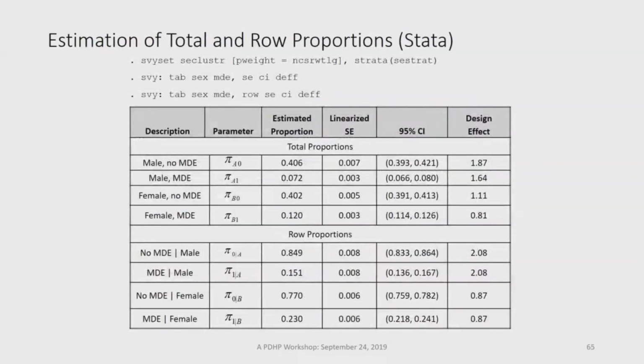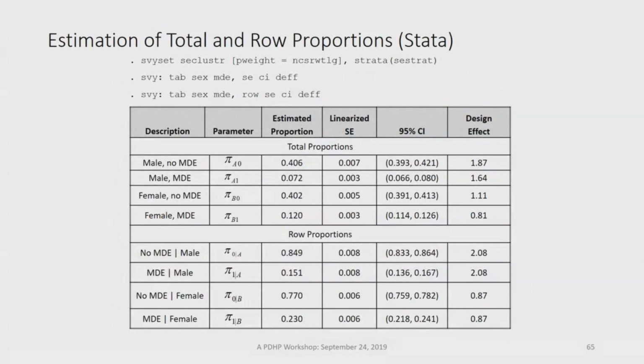So, okay, here we're just looking at estimation of row and total proportions, again using Stata. This is in a contingency table now. If we go from just a simple frequency table to a contingency table, or a cross tabulation, we can also use the survey tab command to do that. The way the survey tab command works for contingency tables, the first variable listed is the row variable. The second variable listed is the column variable. So in this contingency table, sex would be the row variable, MDE would be the column variable, and then I have options for what output I want to see.